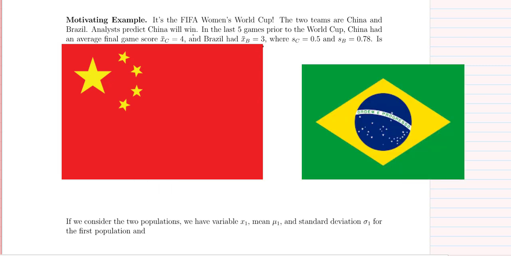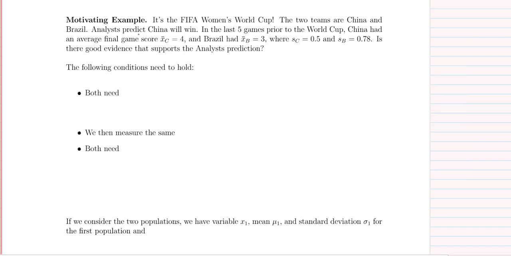Analysts predict China will win. In the last 5 games prior to the World Cup, China had an average final game score of x bar equals 4, and Brazil had an average final game score of x bar equals 3, and we have these standard deviations. The sub C is telling us this is the data that corresponds to China, and the sub B is telling us this is the data that corresponds to Brazil. So is there good evidence that supports the analyst's prediction?